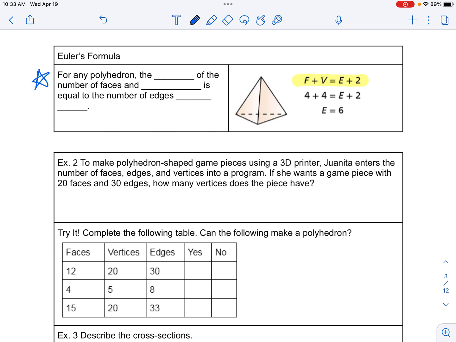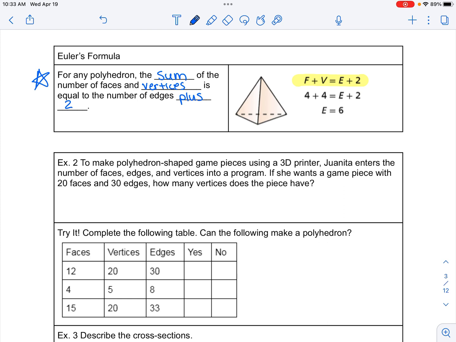For any polyhedron, that means a 3D shape, the sum of the number of faces and vertices is equal to the number of edges plus 2. And you saw from our last table, it worked every time. So this is a test question to fill in the blanks, and over on the right is our formula we're going to use.